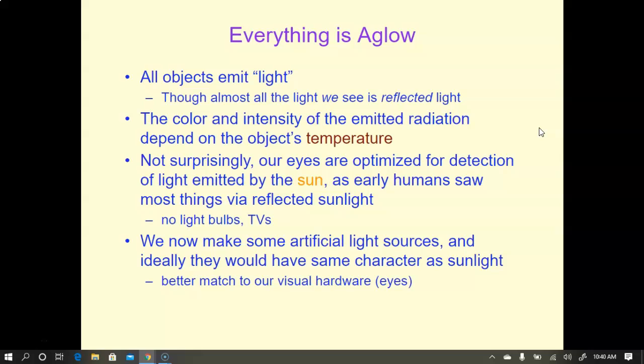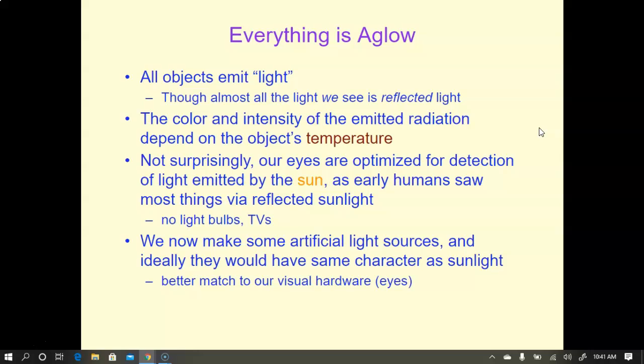And of course, our eyes are going to be optimized to detect light that is emitted by the sun, because that's what we've evolved to deal with. The sun is producing our light that we're accustomed to here, so our eyes are adapted to that. And that's how, for most of our history, we saw things, was all via reflected sunlight. In the past, our ancestors were not looking at things under light bulbs or staring at TV or computer screens or things like that, like we are all the time now.